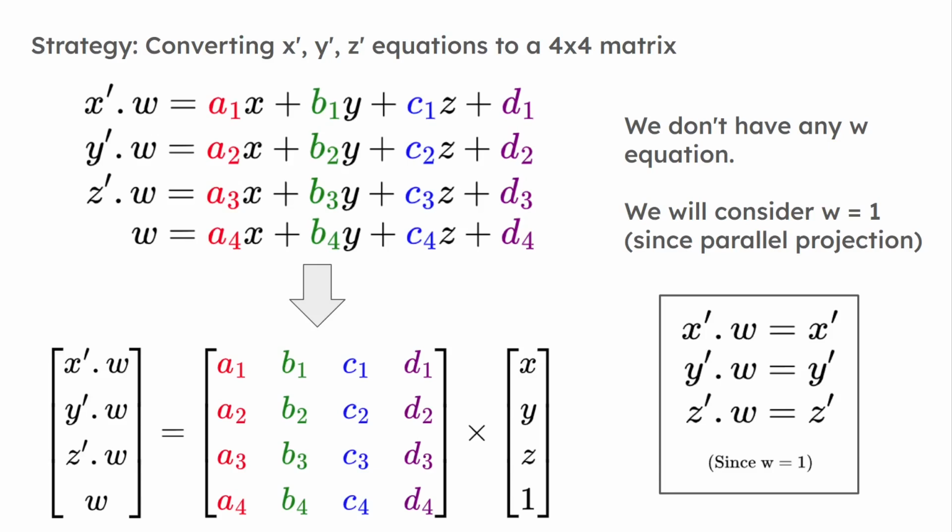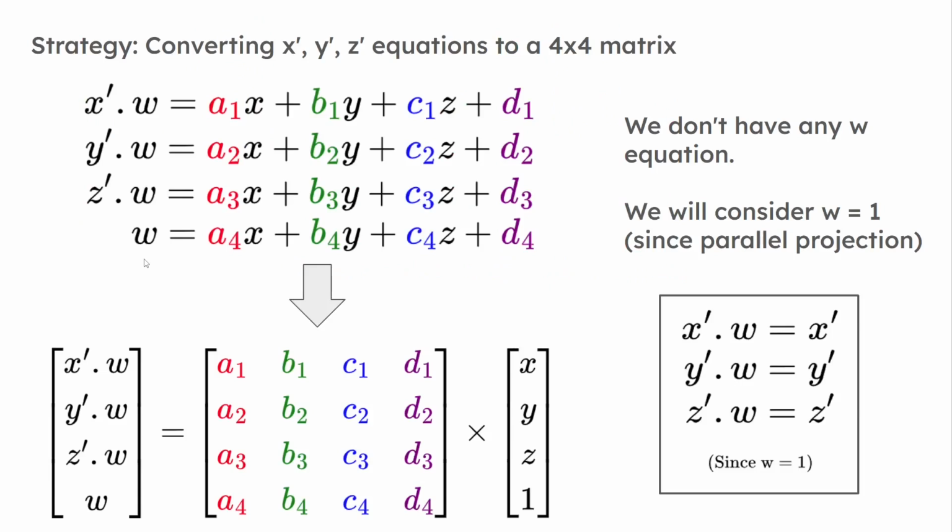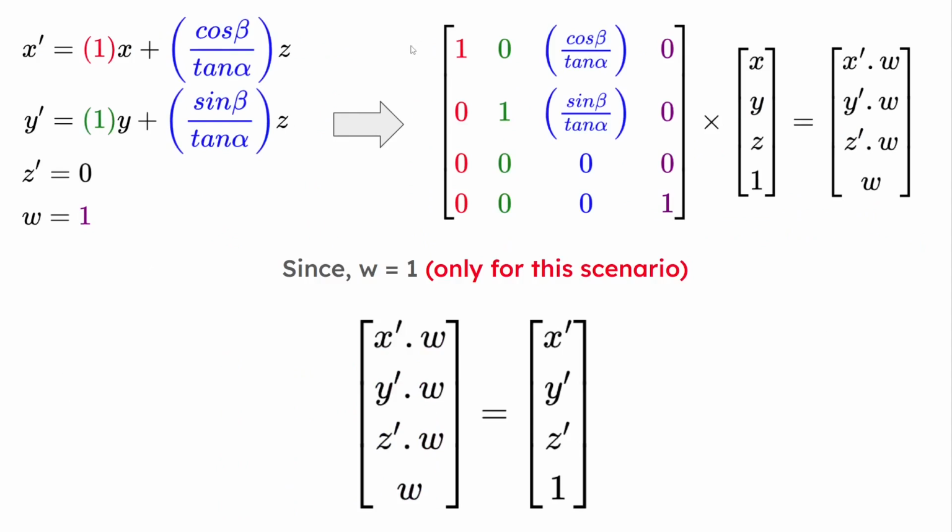So terms like x prime into w will just be x prime, since w is 1. Y prime into w will just be y prime, and same for z prime. Since w equals 1, we can consider this one also as an equation of its own. Now we have 4 equations. Now we can apply this strategy from here and just place the coefficients into our 4 by 4 matrix.